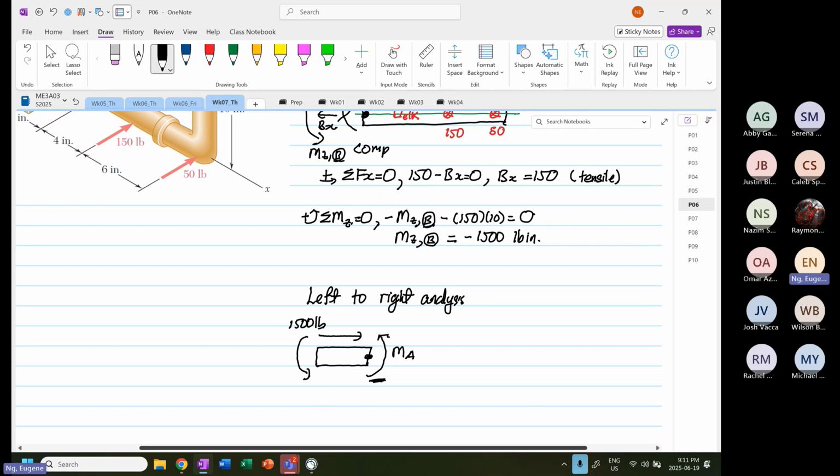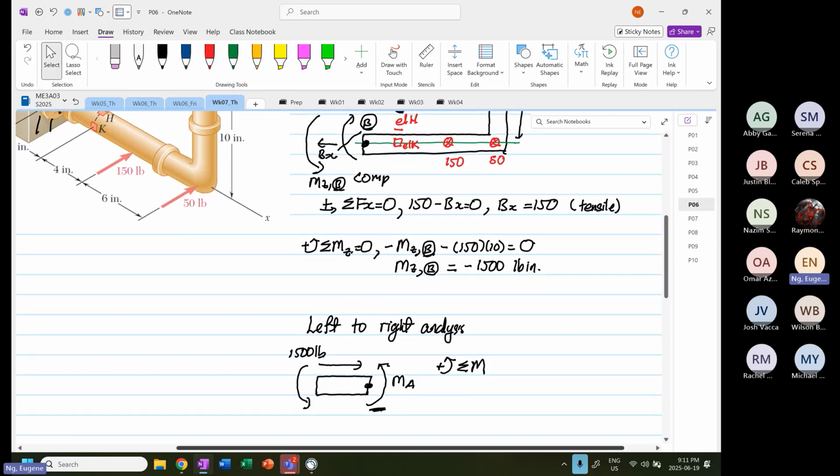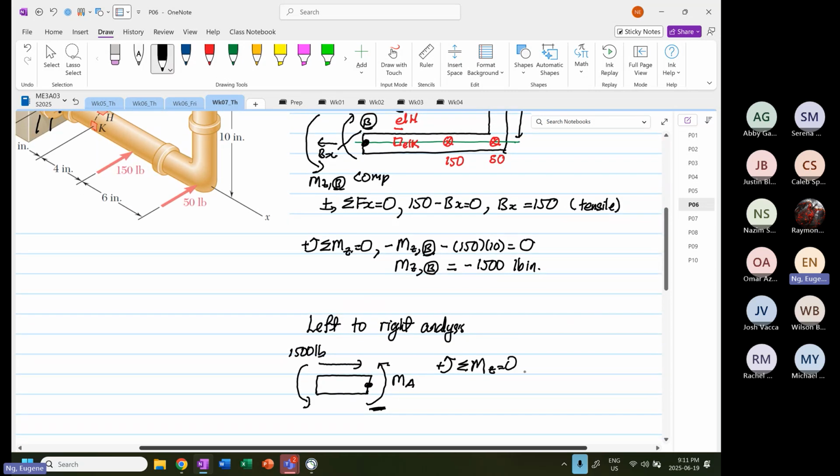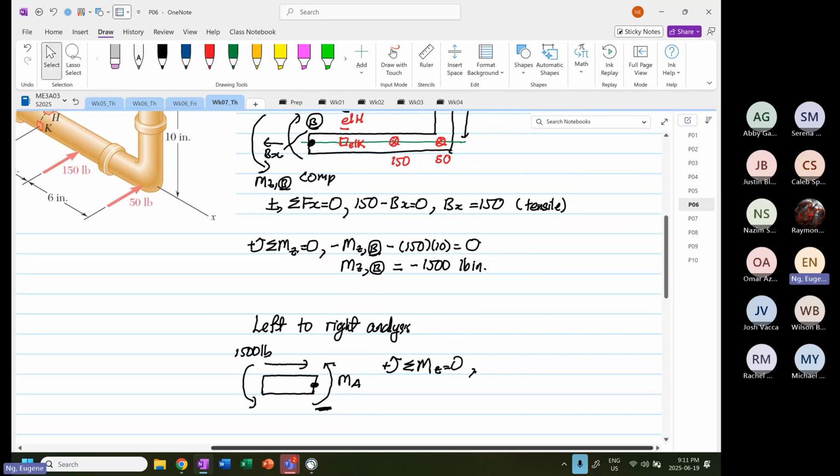So now when we have this, we do anticlockwise summation of moment, and I believe these are all in the Z direction, is equal to 0. Now we have minus, or both are minus. So now it is minus 1500, minus Mz. I'll call this Mz at point A.